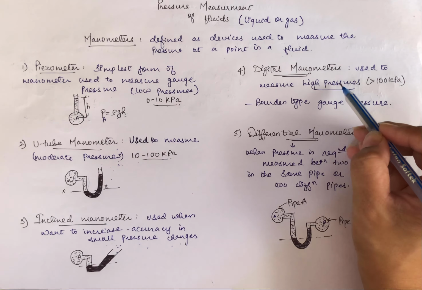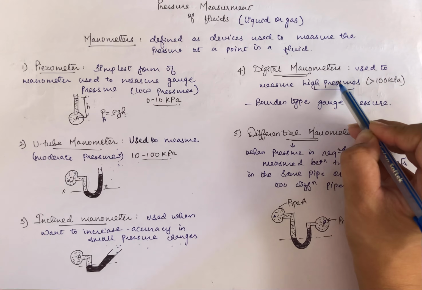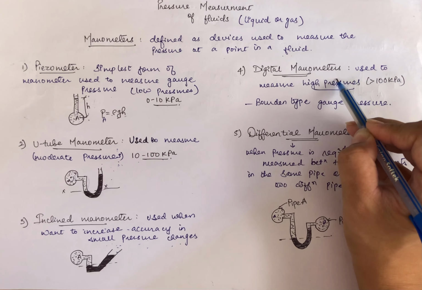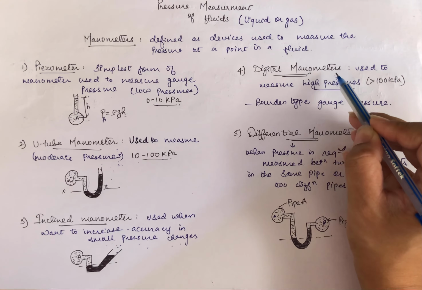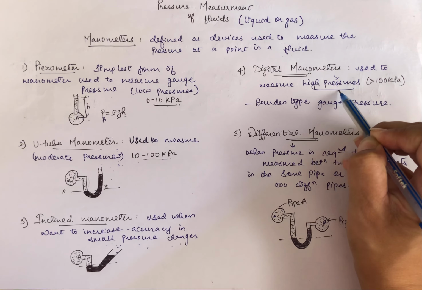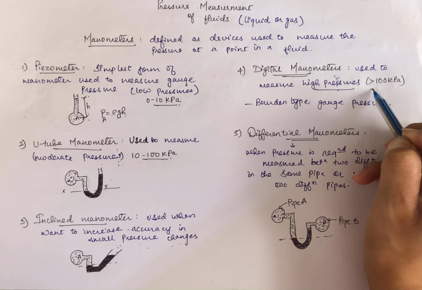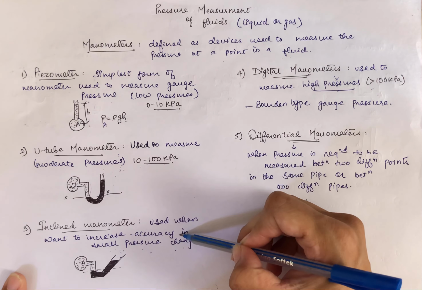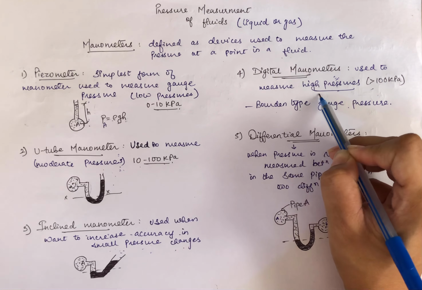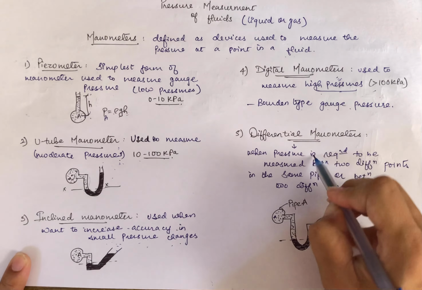Then the fourth one is digital manometers. Digital manometers use electronics and sensors to measure the pressures, because if the pressure is very high, that is above the range of 100 kilopascal, then it will not be practical to provide glass tubes with such a high column, and in that case digital manometers are used. Bourdon type pressure gauge is a kind of digital manometer that is used. And the fifth one is differential manometers.